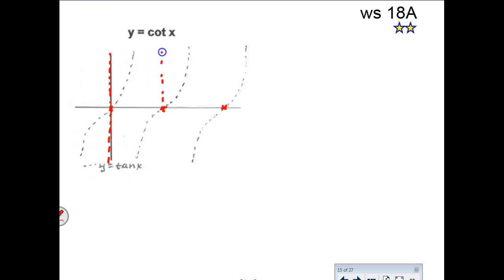Now, on the flip side of that, what happens if you flip a fraction that's undefined? It becomes 0. So where you used to have a vertical asymptote, what you're going to have now is an x or a midline intercept. So all of these vertical asymptotes are going to become midline intercepts. So that reciprocal action works both ways. Zeros become undefined, but undefined becomes a 0.